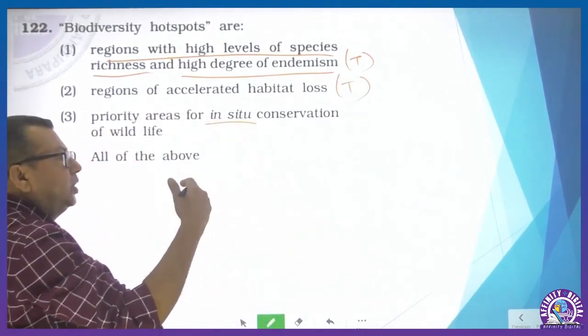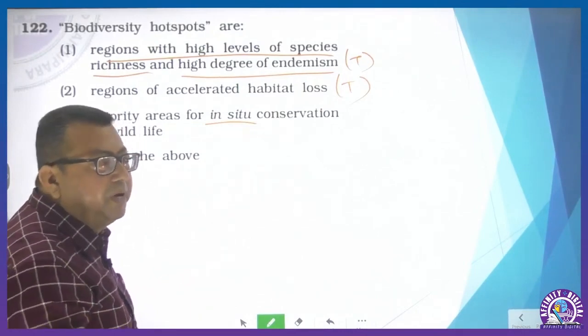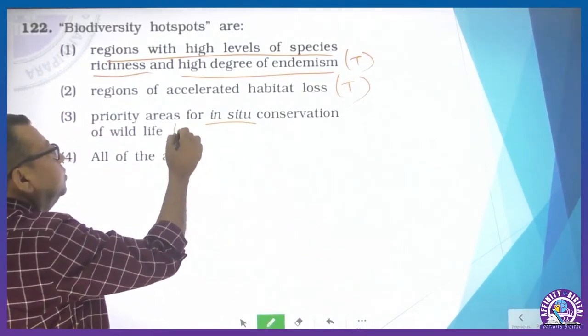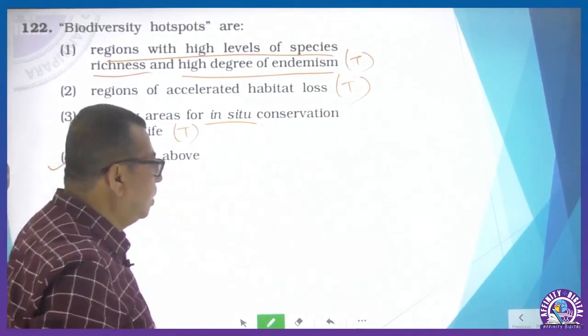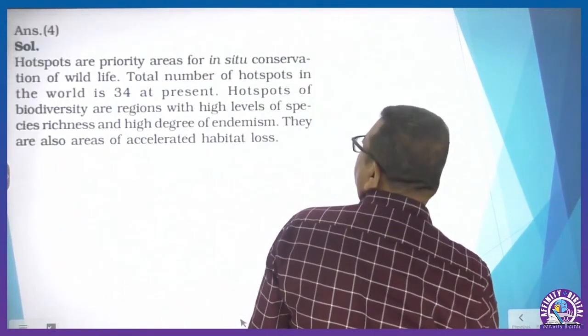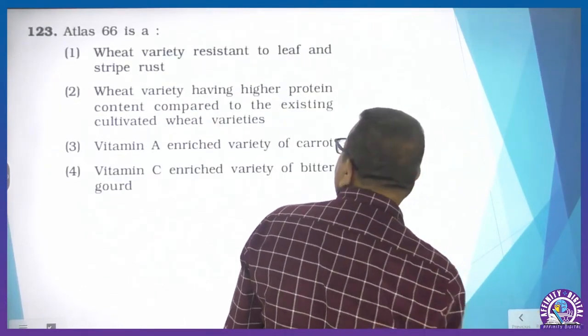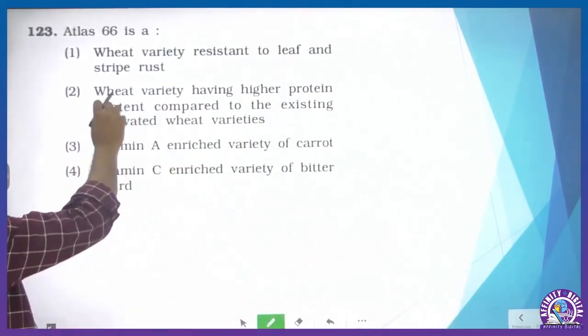Priority areas of in situ conservation. In situ conservation means conservation of wildlife in its natural habitat. Okay, so in situ conservation, true. So the answer will be all of the above, option number 4. Option number 4 will be the answer. Okay, I have written everything in the solution here. Next, moving on to the next question.